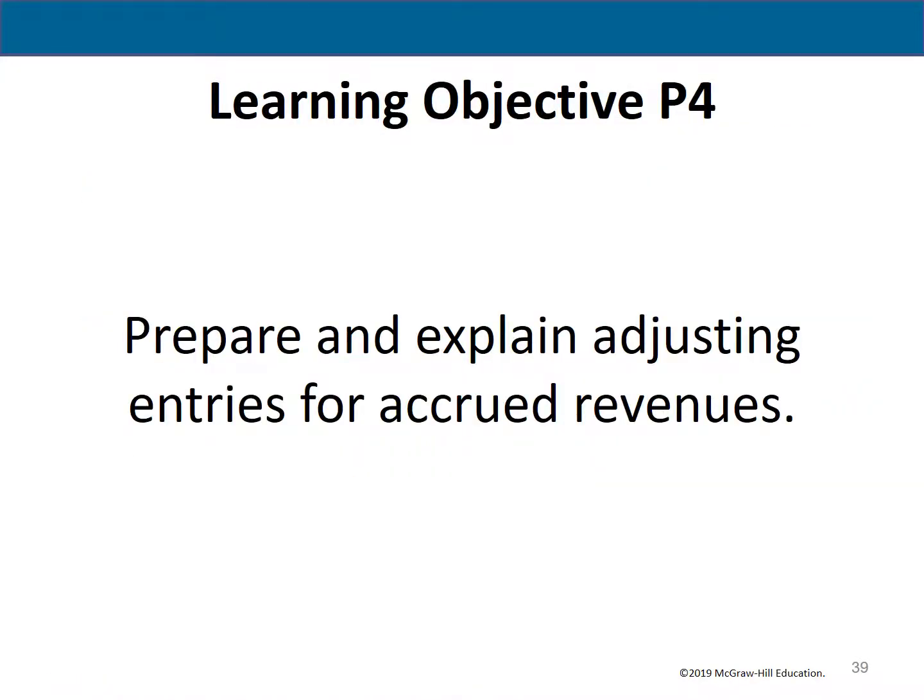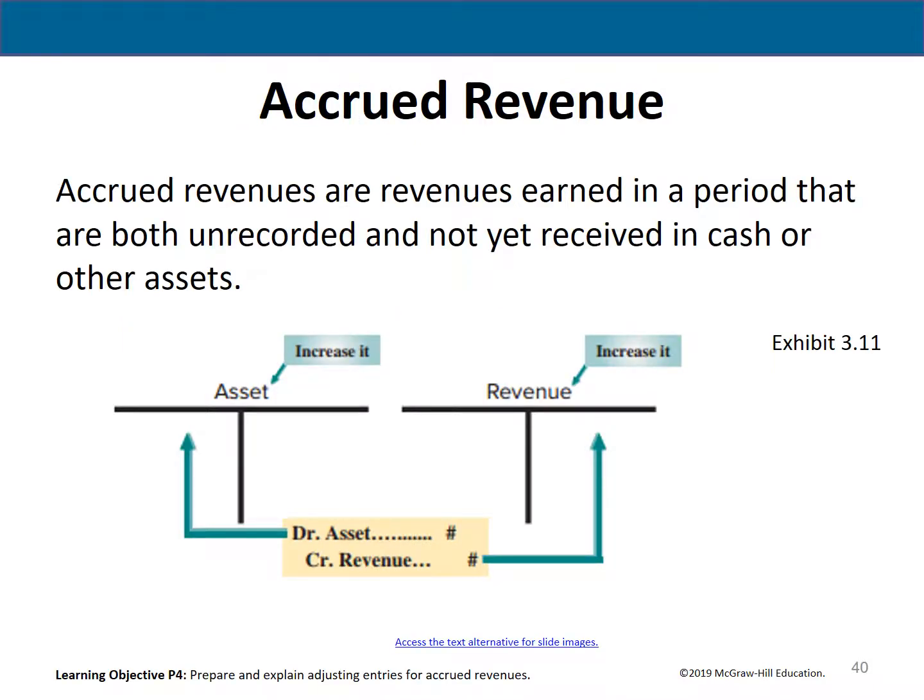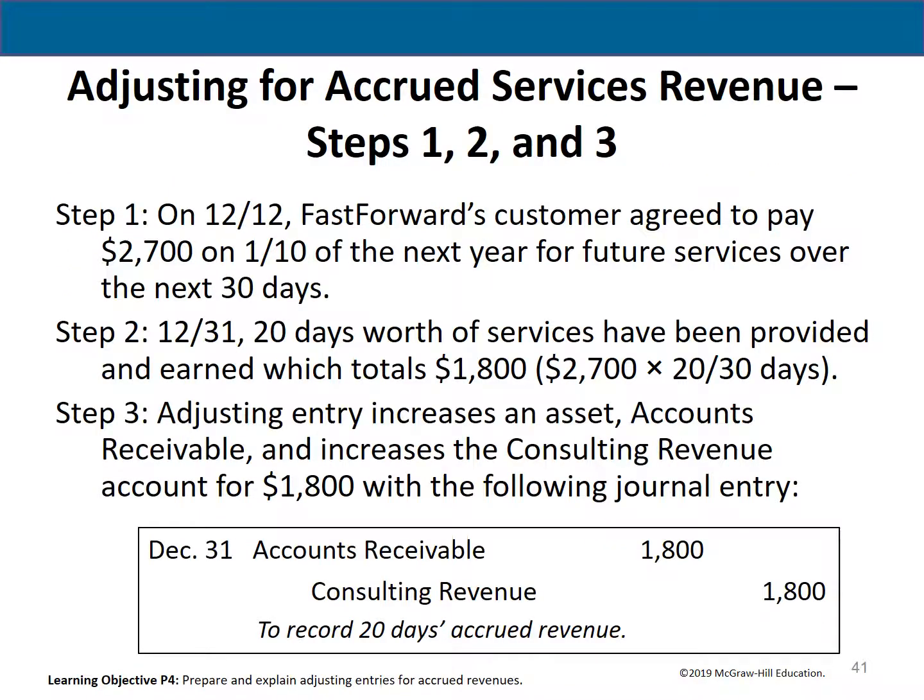The last adjusting entry is for accrued revenues. So when you have accrued expenses, you will also have accrued revenues. An accrued revenue is a revenue that's been earned already, but it hasn't been recorded and we haven't received any cash yet. In this case, you will have to increase a revenue. You earned it. You didn't get the money yet, so it's owed to you, so you're going to be increasing an asset as well. Take a look.